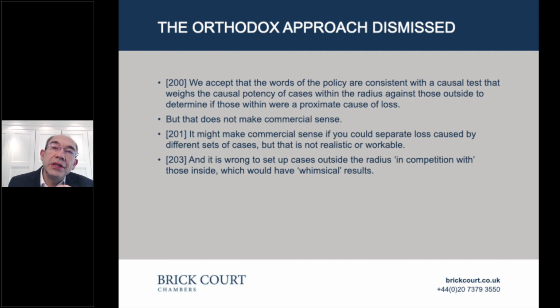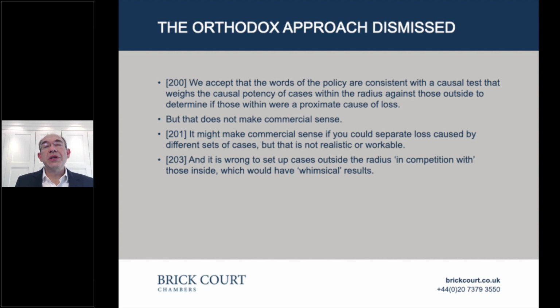It might make commercial sense if you could separate out the loss that was caused by different sets of cases. So if you had real loss caused by local cases, that would be one thing you might be able to do. If you had, for example, one of your businesses closed but the other didn't. But they say that's not what anybody would expect in the case of a widespread notifiable disease that might well cause government restrictions on a national level.